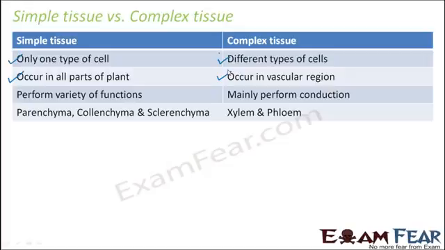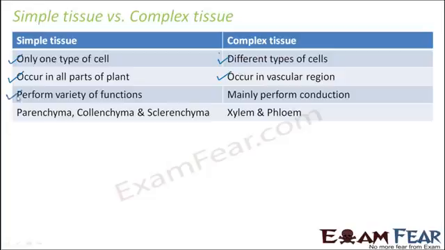Parenchyma being the packing tissue, it is present almost inside the leaf, inside the stem. It is also present in the vascular bundles. The vascular bundle is basically xylem and phloem, which are complex tissue. Even in xylem and phloem we see xylem parenchyma, phloem parenchyma, and phloem fibers, which are nothing but sclerenchyma. So the simple tissues are present everywhere, but complex tissue, that is xylem and phloem, are present only in the vascular region and nowhere else.